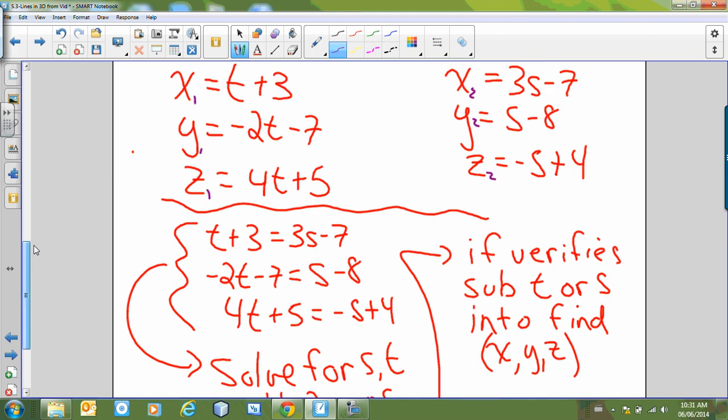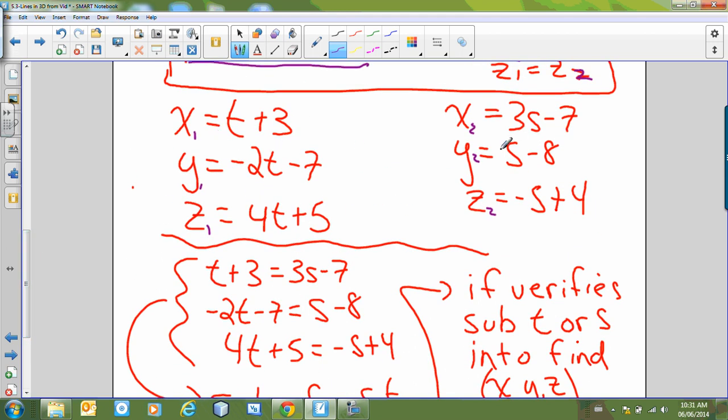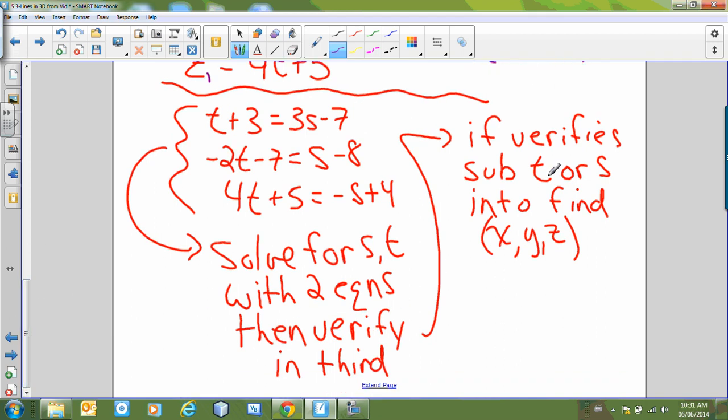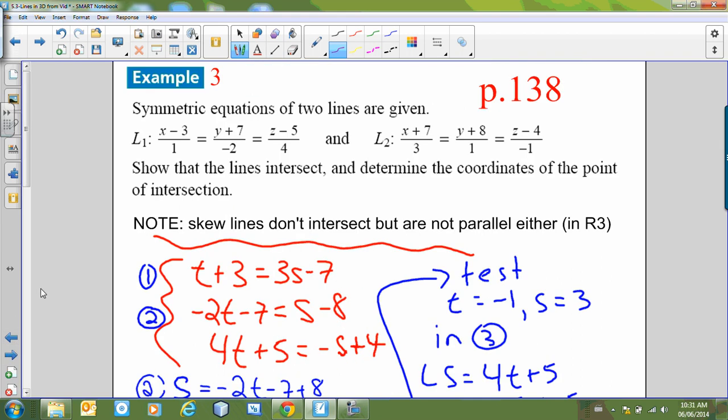Now, once I've got my equation set up, x1 equal to x2, y1 equal to y2, and z1 equal to z2, I've got 3 equations with only 2 unknowns, and I can use 2 of them to solve, again, exactly as I did in, I guess it was grade 9 as well, when we started doing systems of equations. Solve for s and t with 2 of the equations, and then we want to verify them in the third. If it does verify, then we've found our point of intersection. If it doesn't verify, then it means that we have a different situation, or we made a mistake, of course.